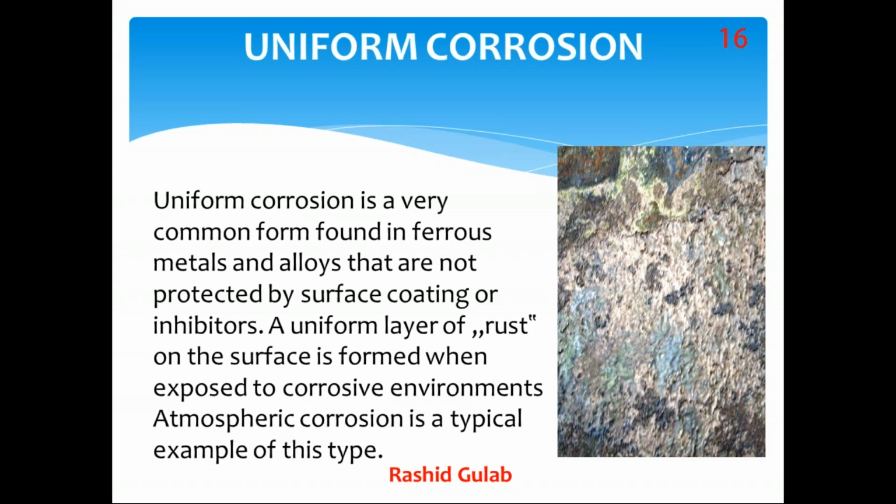So it means that the full surface will be covered in this form of corrosion, uniform corrosion. And why does it happen? Due to the atmosphere, due to the air, due to the water, due to the humidity, due to the high temperature. All these things are affecting our atmospheric corrosion, and this is also a typical example of uniform corrosion, which you can also call atmospheric corrosion.